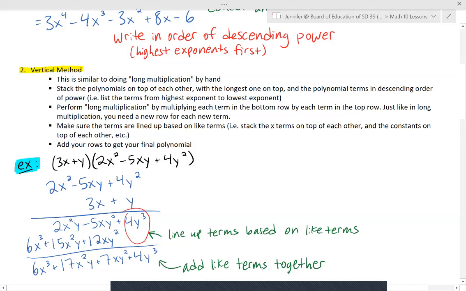So these added together, it's just plus 0, so it's just 4y cubed. When we combine these like terms together, we get positive 7xy squared, and then we combine those two together. So there's your final answer, since in that last step, you've added all your like terms together.